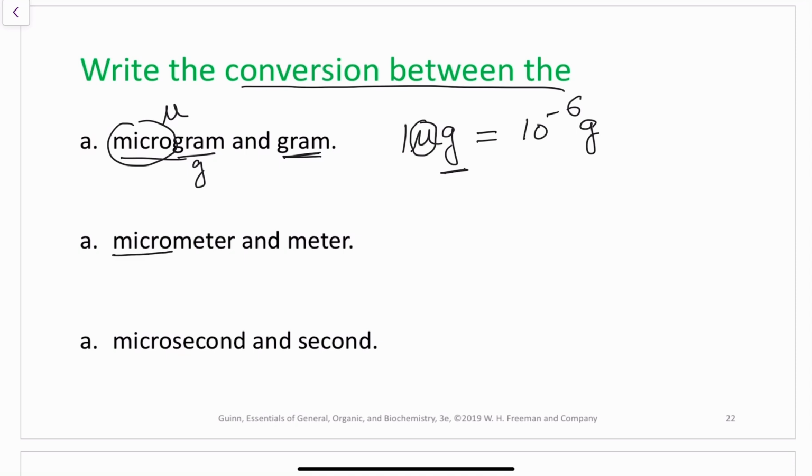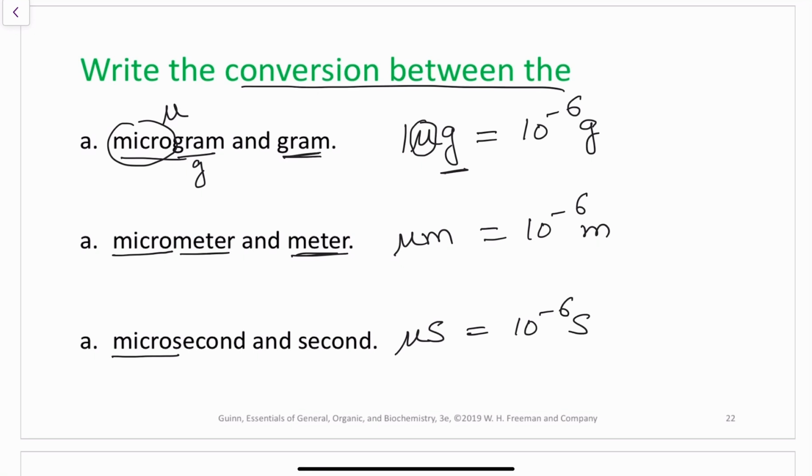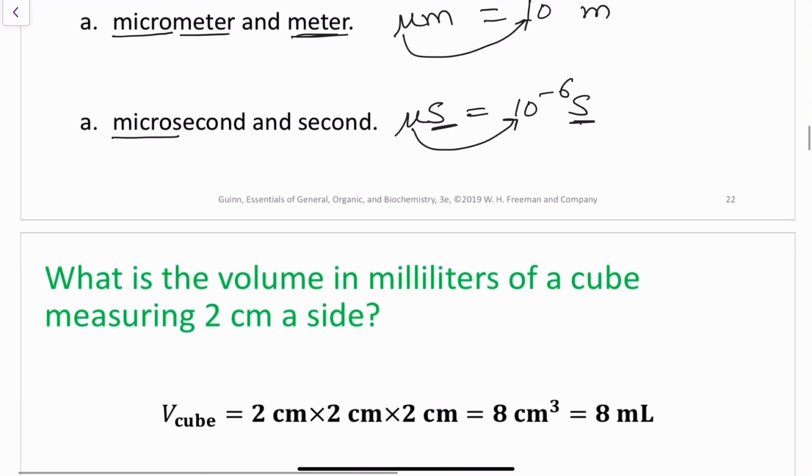If we go again with micrometer, micrometer is equal to 10 to the power negative 6 meter, right? Because meter is the base unit. Then again we have a microsecond, where s is second, and it's again 10 to the power negative 6 second, because micro is 10 to the power negative 6, and the base unit is not going to change. So this is how you normally convert from one prefix to another unit.